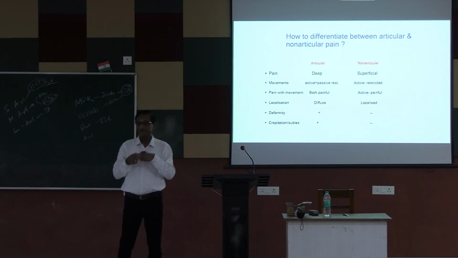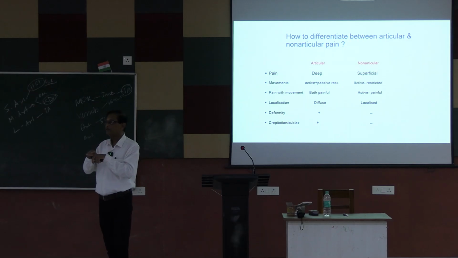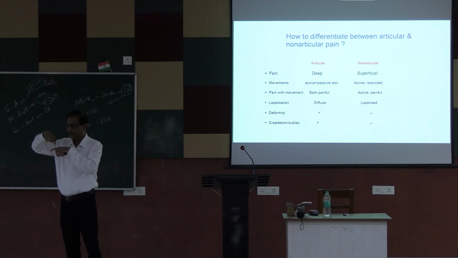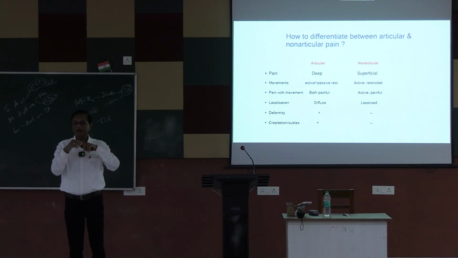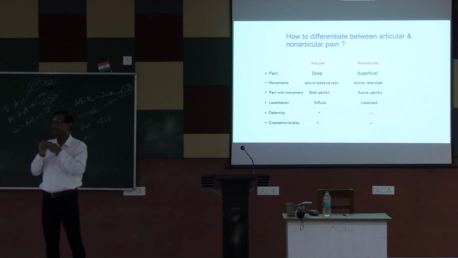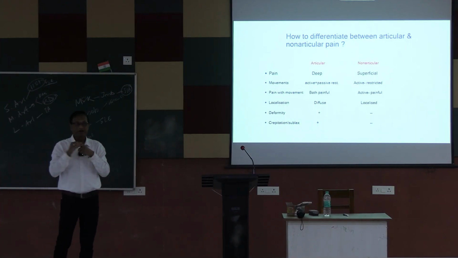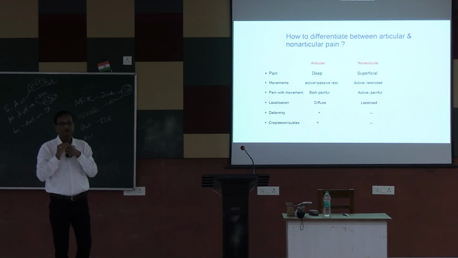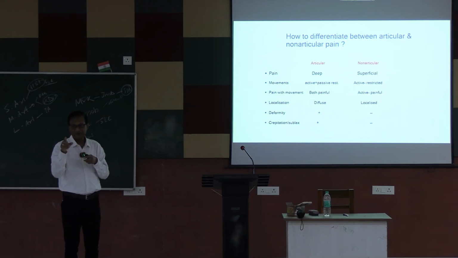Joint pain is usually deep seated, but periarticular pain is superficial. In joint pain, the patient will not be able to say where the pain is, only that it is somewhere here, but in periarticular involvement they can localize the particular site. In periarticular structure involvement there is pain during active movement, but no pain during passive movement. In articular disease there is restriction of movement; in periarticular structure there is no restriction of joint movement. That way you will have to differentiate between articular and non-articular.